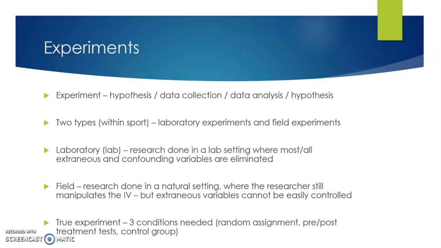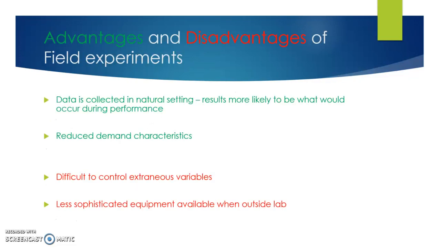There are two types of experiment that can be done within sport, and these are lab experiments and field experiments. Lab experiments are done in a lab setting where most, if not all, of the extraneous variables will be eliminated. Field experiments, on the other hand, are done in a more natural setting where extraneous variables are less easily controlled. You can also get true experiments, and in these experiments you need three conditions. You need a random assignment of participants into the conditions, you need pre and post treatment tests, and you also need a control group used for comparison.